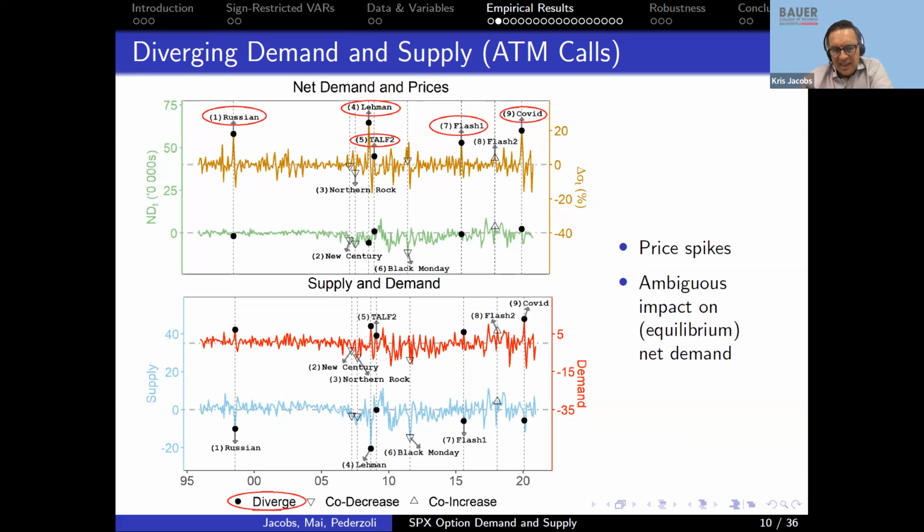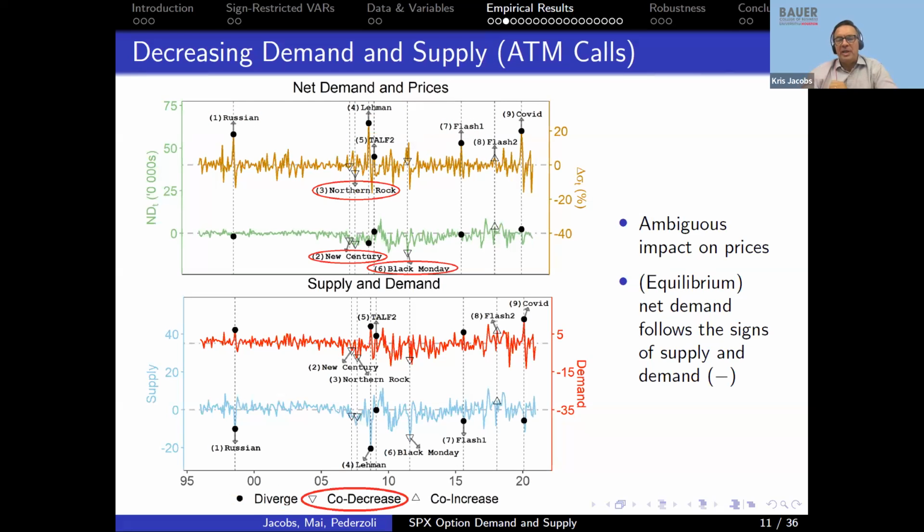Here's a second case that we sort of identify as happening on a regular basis. And so here we've identified 3 cases: Northern Rock, and New Century, all in the financial crisis. And then the third one is Black Monday. And Black Monday, I believe, is the downgrade of the US federal debt. Okay, so this is what we call a co-decrease, right? So co-decrease, right? What happens here, co-decrease.